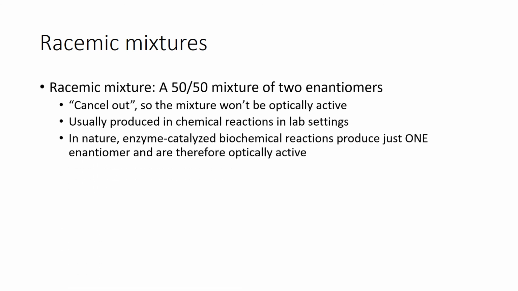But in nature, when we're using enzyme-catalyzed biochemical reactions, they produce just one enantiomer, and so therefore those are optically active. So turpentine is both naturally occurring and can be synthesized. And so you can tell the difference between synthetic and natural turpentine, because synthetic turpentine will not be optically active because it's a racemic mixture, but natural turpentine does show optical activity because it just produces one enantiomer.